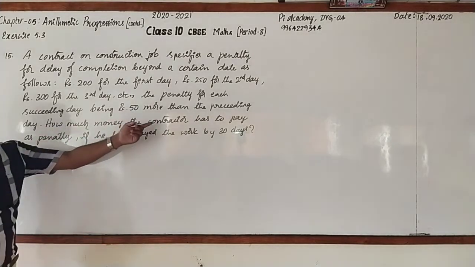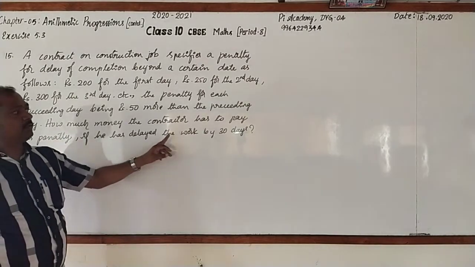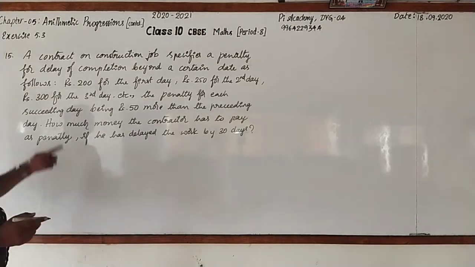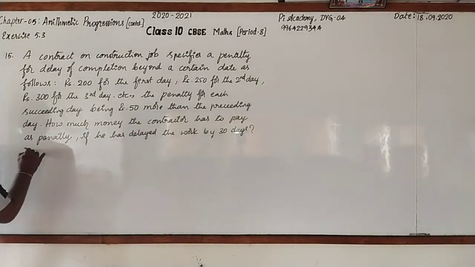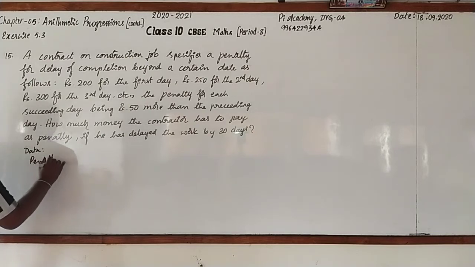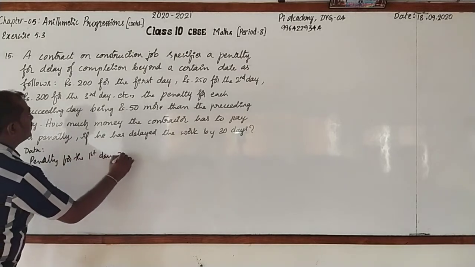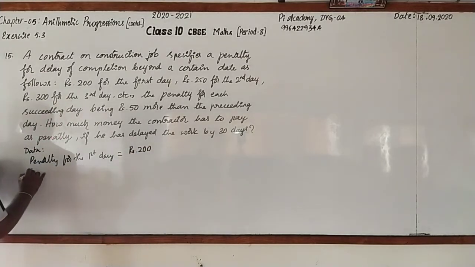It is the fixed increased amount, that is increased penalty. How much money the contractor has to pay as penalty if he has delayed the work by 30 days? Is it not simple? Definitely. Yes. Pausing the video, you may copy this statement. After that, you can start writing with it. Here, I'll write. They have given penalty for the first day. How much? It is rupees 200.